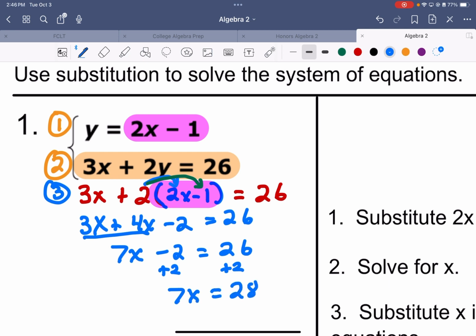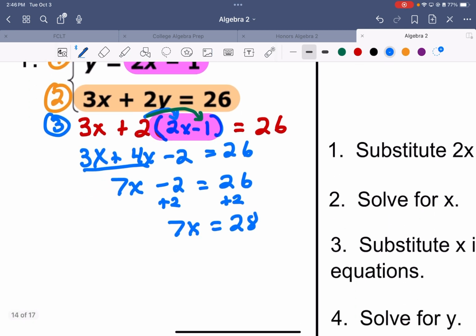7x equals 28. Now I can kind of think in my brain, 7 times what is 28? Well, 7 times 4 is 28. So I know my answer has to be 4. If I don't remember that, we'll divide both sides by 7. 28 divided by 7 is 4. So now I have my value for x. I know what x is equal to.